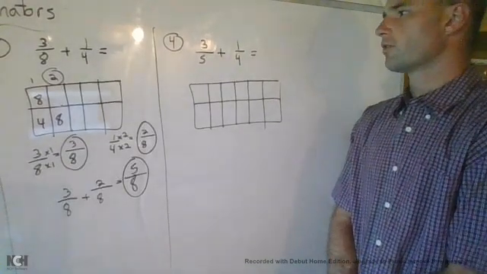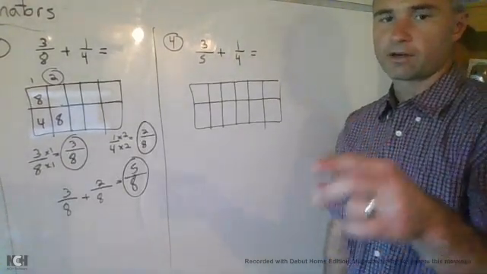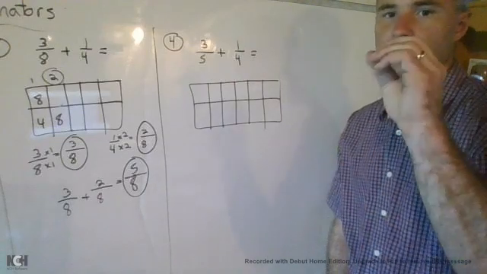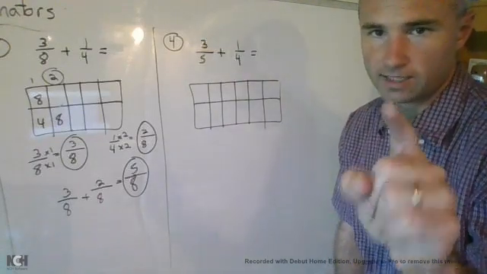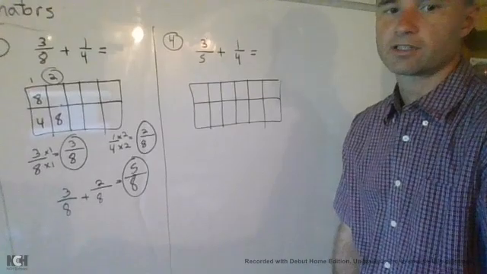3/5 plus 1/4. Find the common denominator. Find the equivalent fractions. Add them. But don't add the denominators. Go ahead, hit the pause button to do that now.